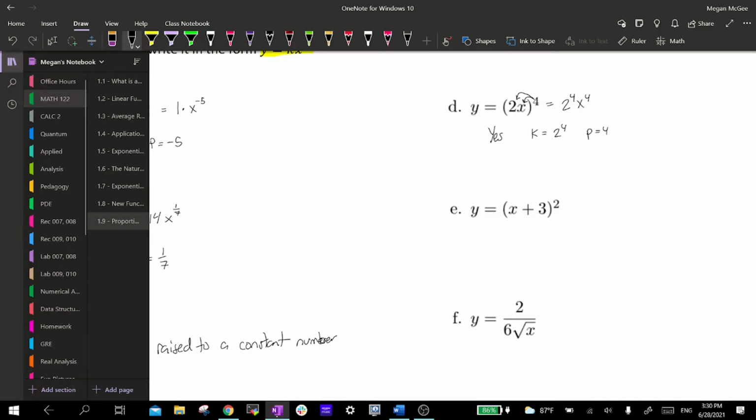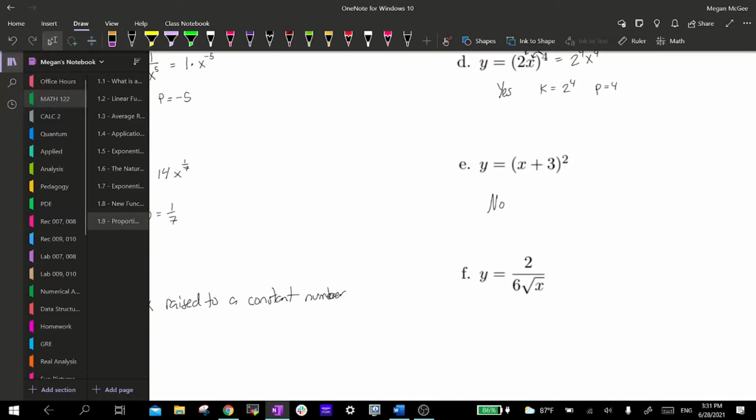For part E, this one had me for a little bit. I'm just going to tell you right now that this is not a power function. However, it is a combination of power functions, and we're going to get back to this in just a little bit, okay?